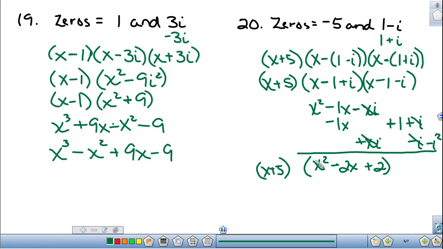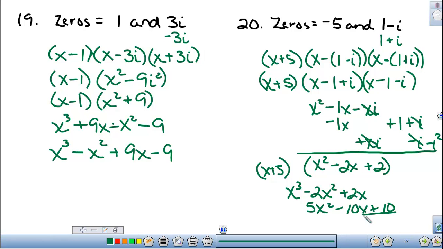It won't be so difficult now because we don't have all the i's in the way. x times x squared is x cubed. x times -2x is minus 2x squared. And x times 2 is plus 2x. And now let's distribute the 5 down the line. 5 times x squared is positive 5x squared. 5 times -2x is minus 10x. And 5 times 2 is 10.